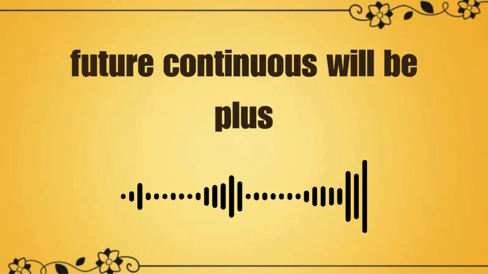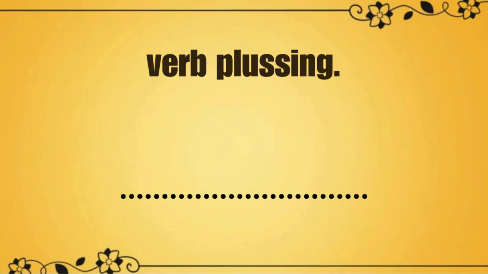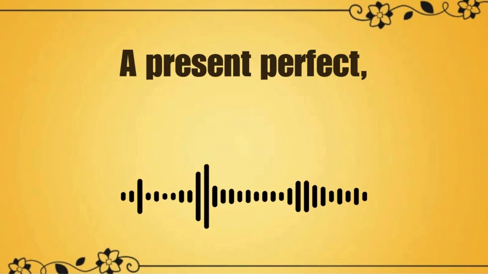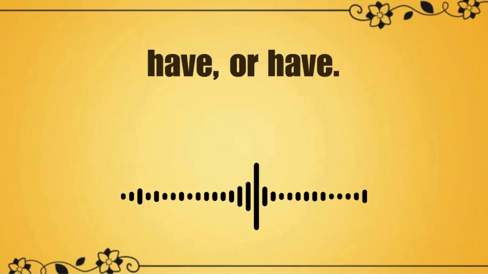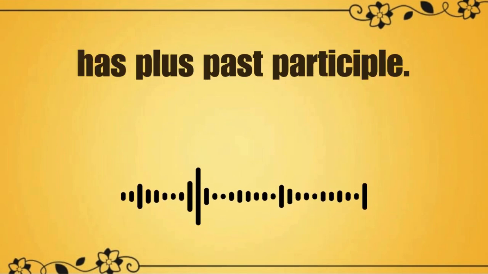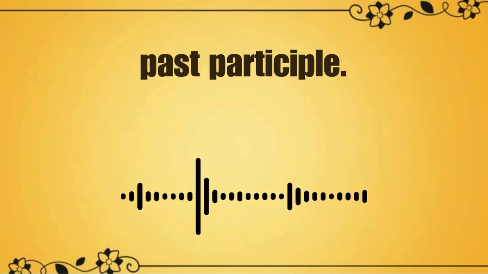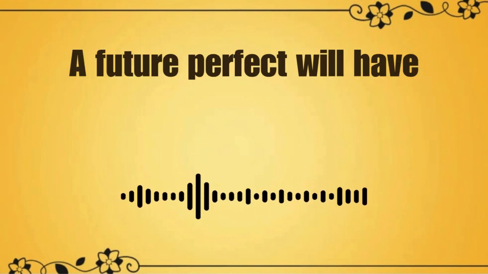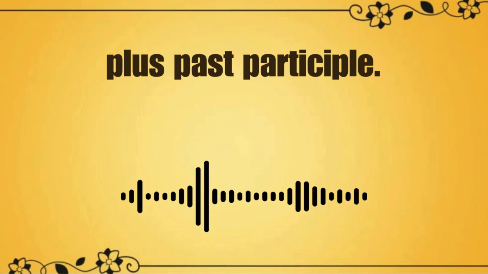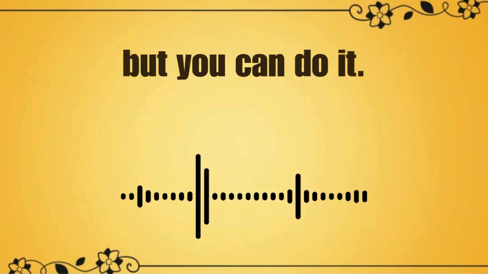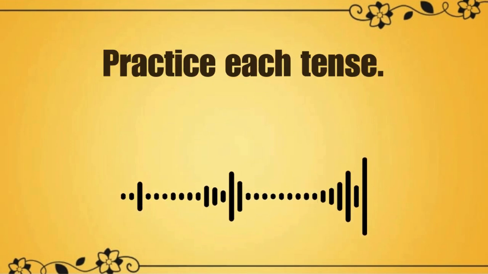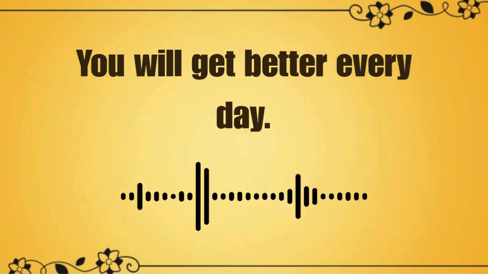A future continuous, will be plus verb plus ing. A present perfect, have or has plus past participle. A past perfect, had plus past participle. A future perfect, will have plus past participle. It's a lot, but you can do it. Practice each tense. You will get better every day.